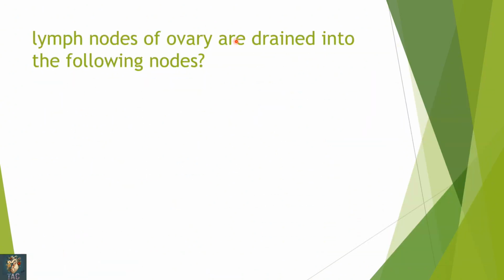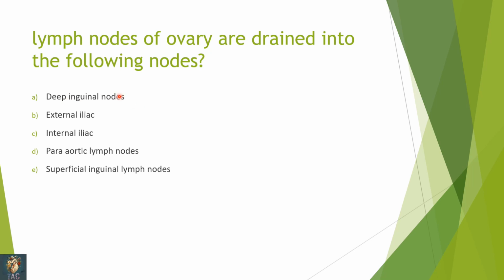Next MCQ: the lymph nodes of the ovary drain into which of the following nodes? Deep inguinal lymph nodes, the external iliac, the internal iliac, para-aortic lymph nodes, or superficial inguinal lymph nodes. So always remember that from where the artery originates, its lymph nodes will go to that area. The ovarian artery is a branch of the descending aorta, so the lymph nodes will go to the para-aortic lymph nodes, and this is the correct option.